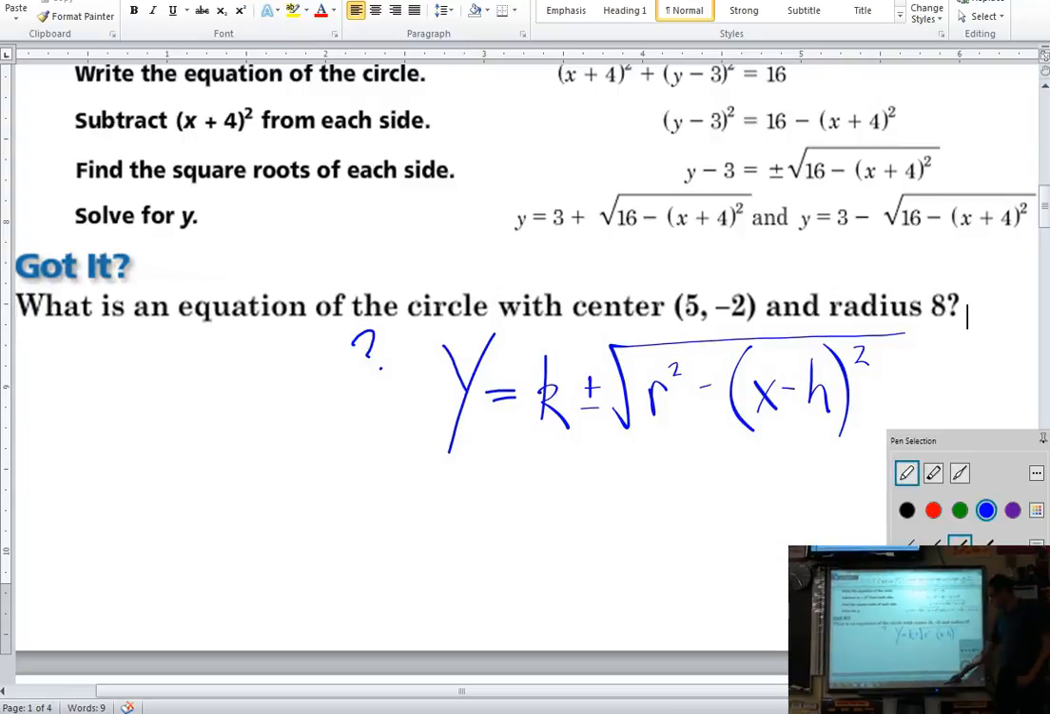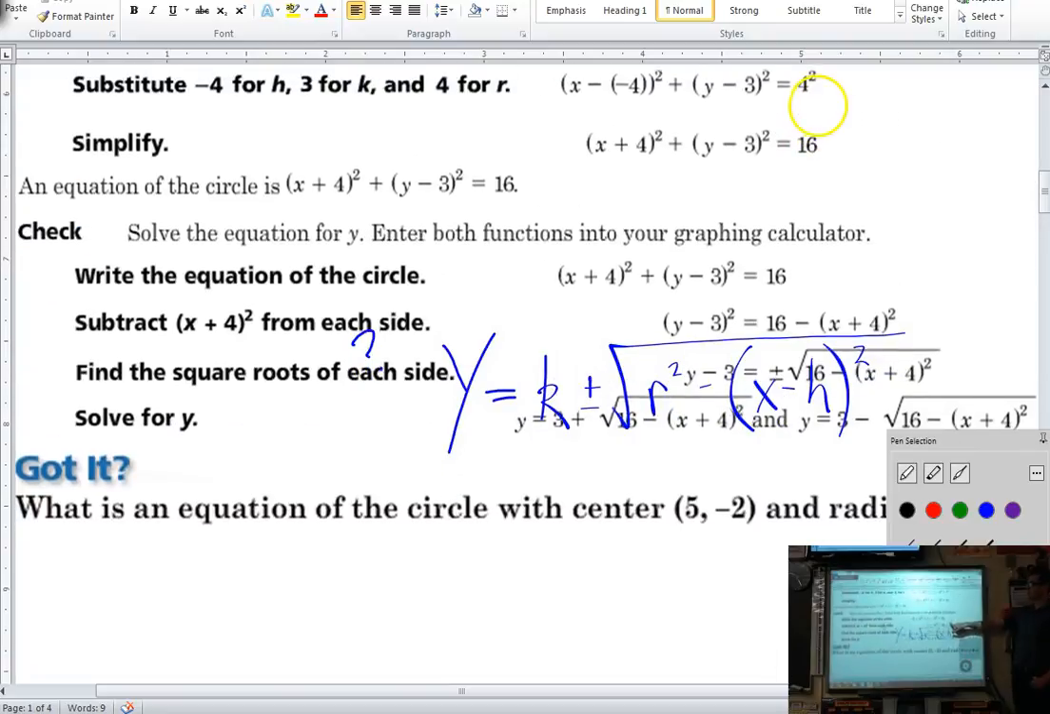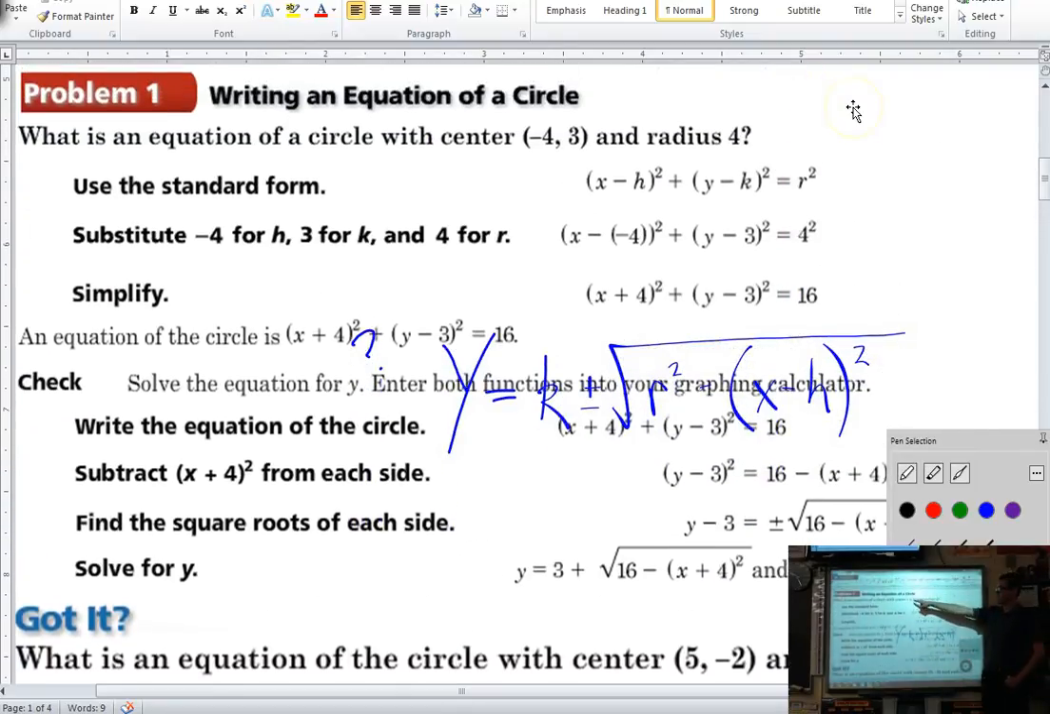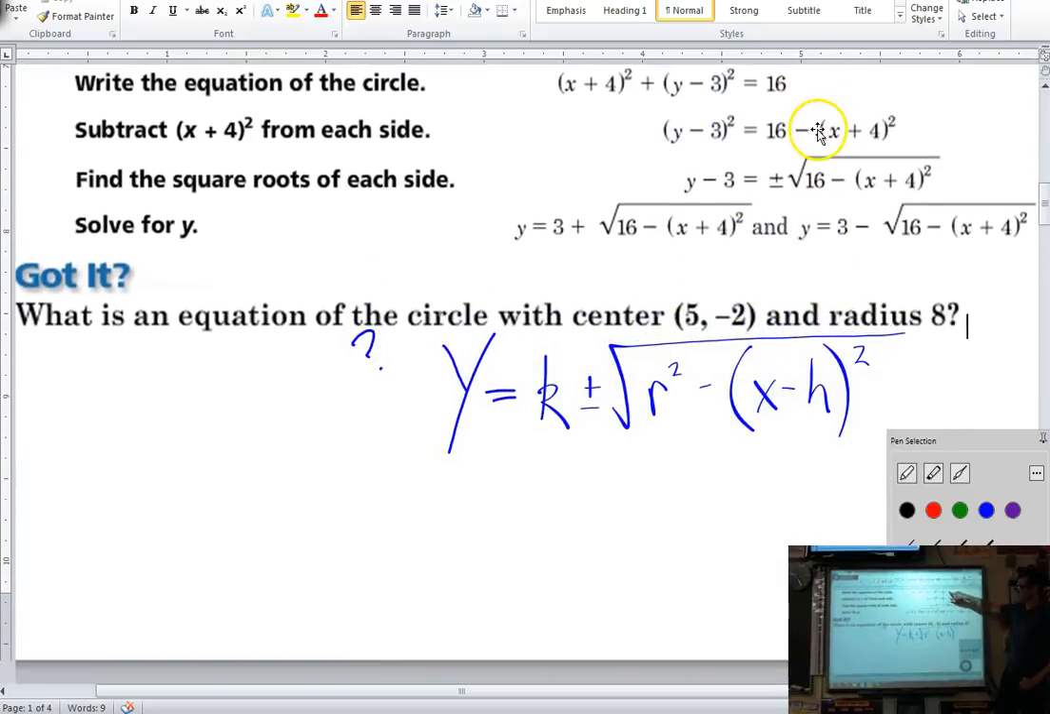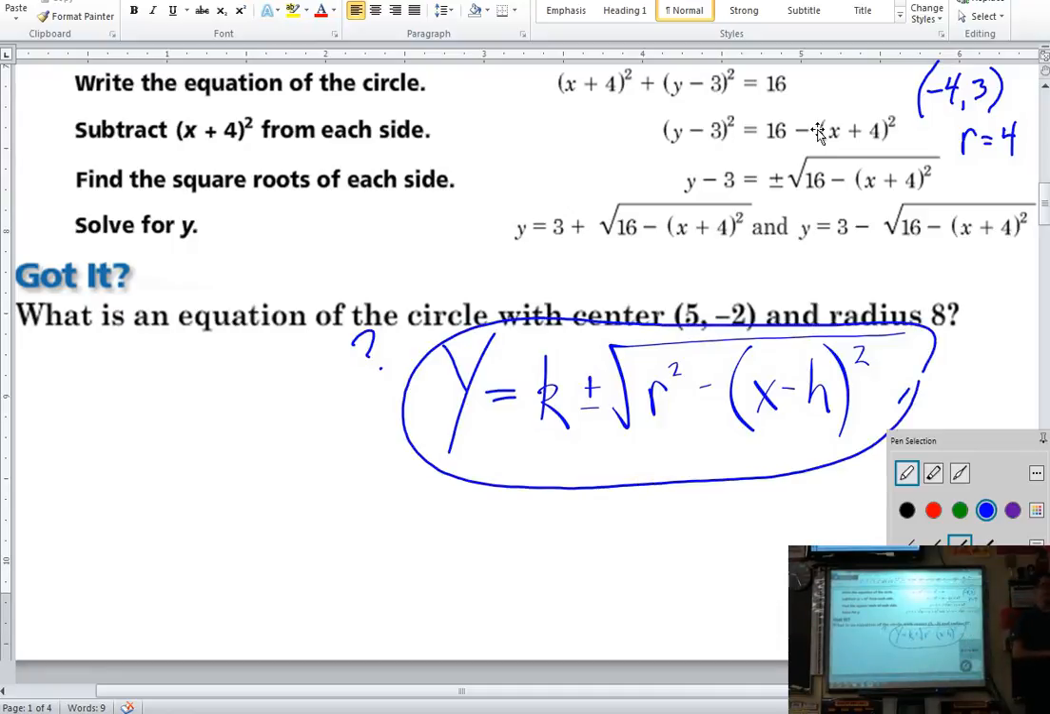So let's check this. Would this have worked up here? Well, their h, k was negative 4, 3, and their radius was 4. So their k, 3 up front, plus or minus, there are two options, the square root of r squared, well, if their radius is 4, we get 16, minus the x minus h, well, minus a negative 4 would be the plus 4 squared. This, if you want to jump right to it, is the y equals equation of a circle.